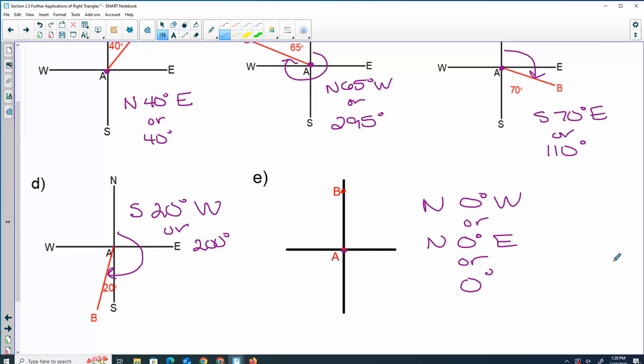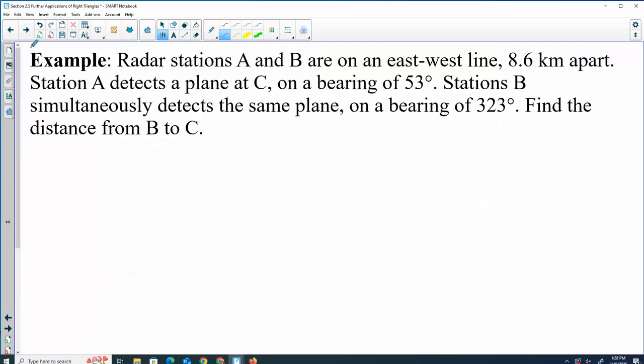All right, the key. If I give you a bearing, you have to have a north-south line. Just like when we did elevation and depression, if I say that, you had to have a horizontal. Bearing, you have to have a north-south. So we're going to take problems and try to draw pictures to solve them.